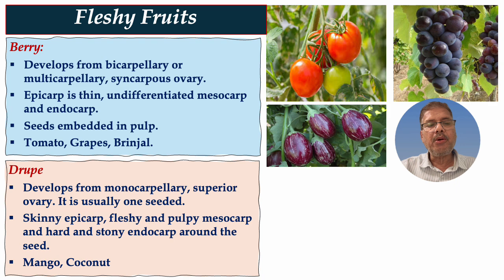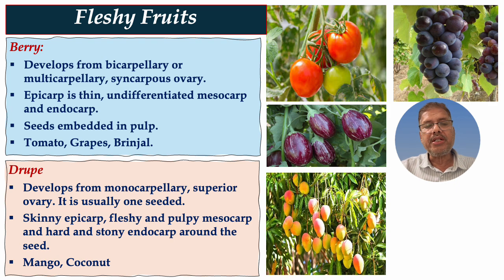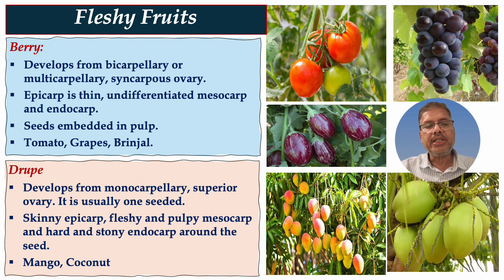The drupe develops from a monocarpellary superior ovary. It is usually one-seeded. The pericarp is differentiated into outer thin epicarp, fleshy and pulpy mesocarp, and hard and stony endocarp around the seed. The examples are mango and coconut. In mango, the fleshy mesocarp is the part we eat and the hard pit encloses the seed. Whereas in coconut, the mesocarp is fibrous. The hard shell is the endocarp and the white flesh is the endosperm surrounding the seed.